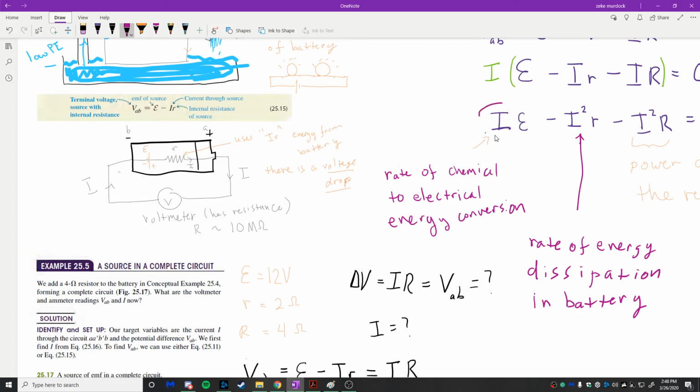And when we take both of these guys together, this whole thing represents, I don't know, can anyone tell me what it is? What would that expression represent?